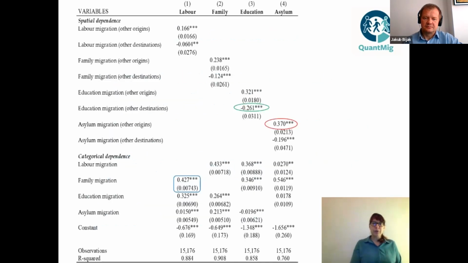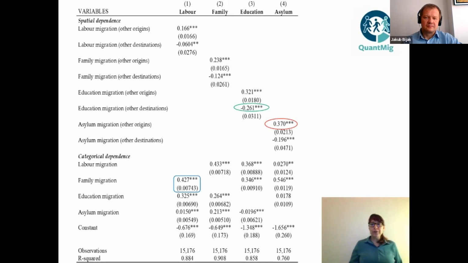So coming to results. Here, the table on the top shows the results for spatial dependence, and the bottom for category dependence for the 4 different migration flows. And just an overview seeing the whole table, the estimates show statistically significant effects. So we can generally say that spatial and categorical dependence can be confirmed.